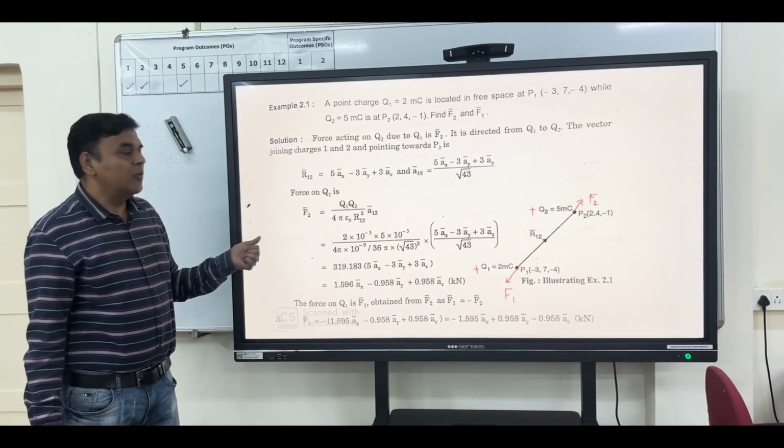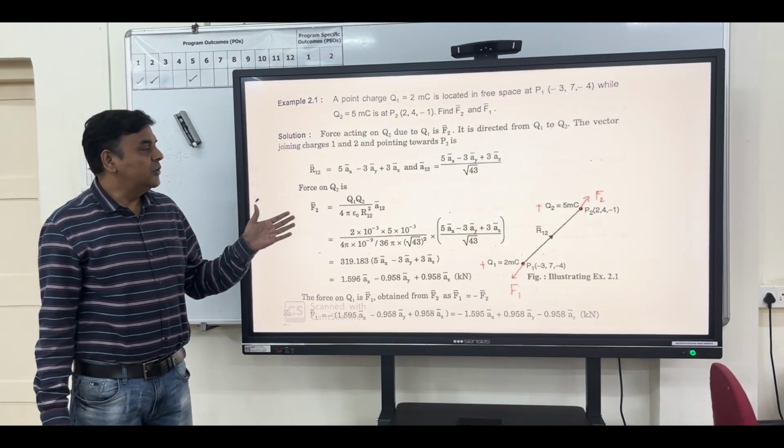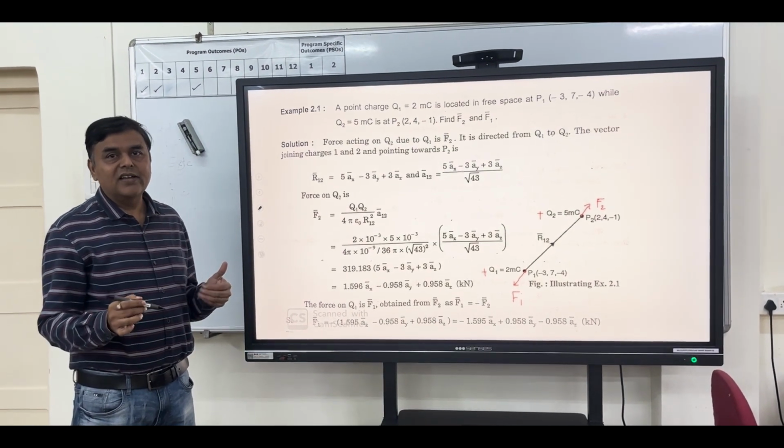So this is all about how to find out the force between the 2 point charges. They are separated by distance r over here.